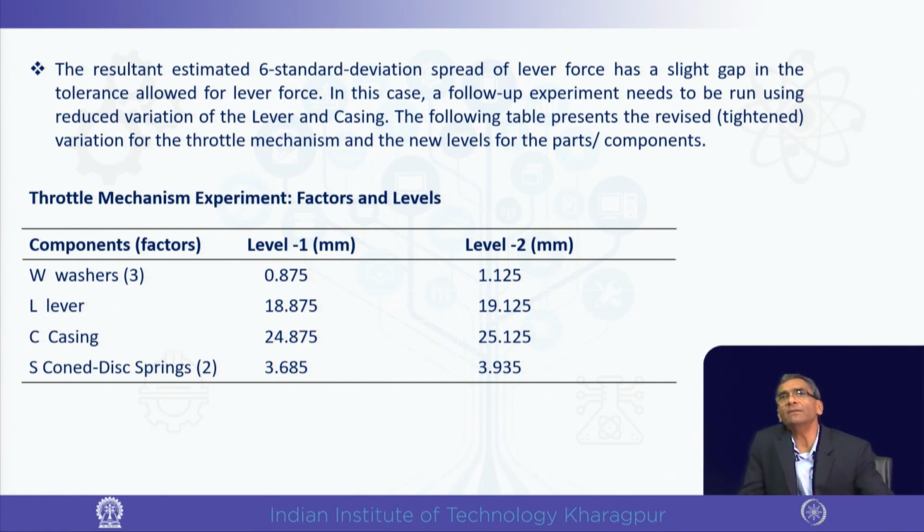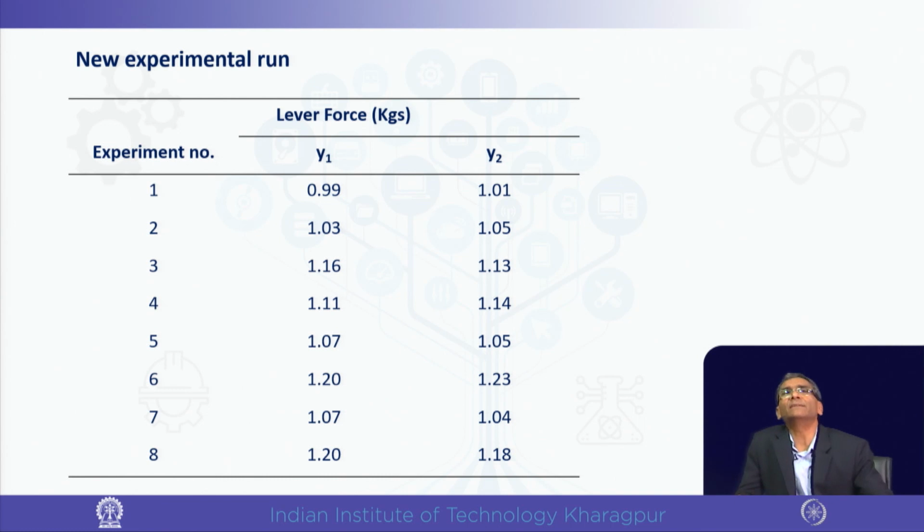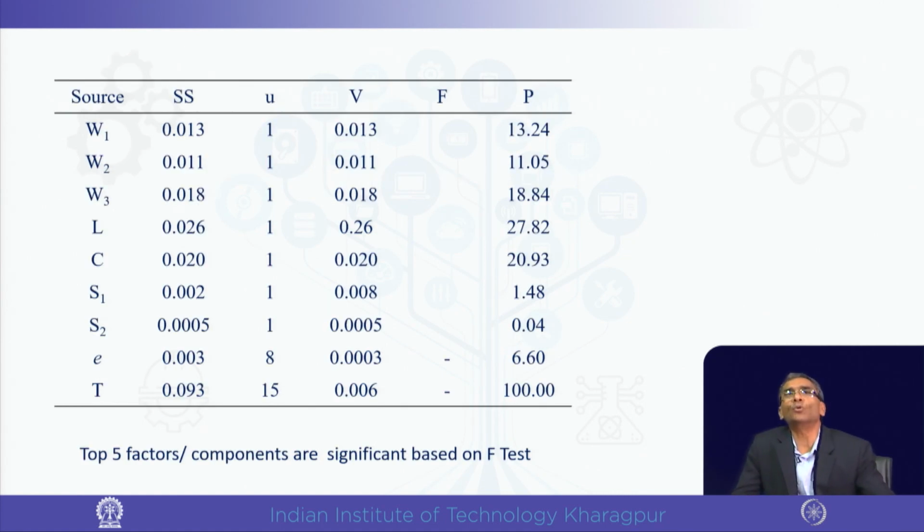Now, what happens? With this new dimension, we have to again run that experiment as I said, and see whether it works. So, again the new experimental run is done and these are the values. So, it is an iterative process. No matter how many times you do it, no new information or knowledge is required, you only have to carry out the experiment. We do the exact same calculation as we did earlier, and recalculate these values based on the modified dimension of the lever and the casing by changing them physically.